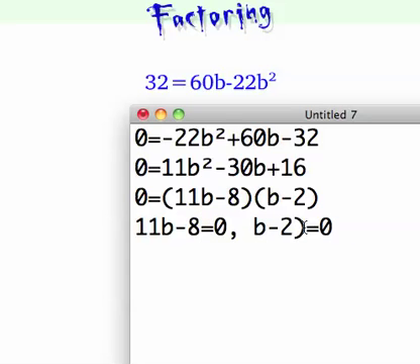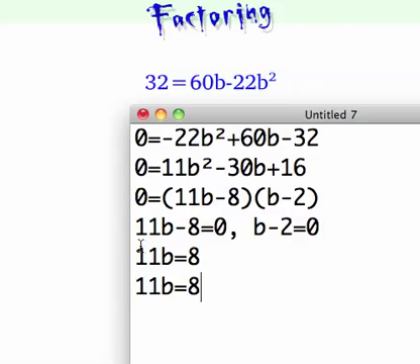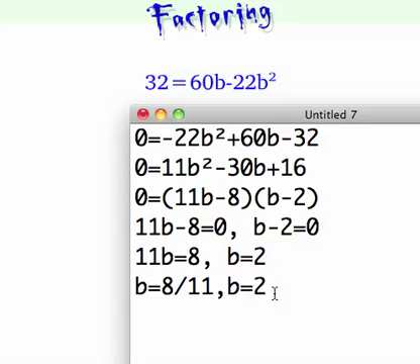And then over here, I'm going to solve for b. So I'm going to get rid of that negative 8 by adding 8 to both sides. And then I'm going to get rid of the 11b, but the 11's multiplying the b, so I'm going to do the opposite. I'm going to divide both sides by 11, sorry. Over here, I want to get rid of that negative 2, so I'm just going to add 2 to both sides. So I have b equals 2. Okay, and that's my final answer.